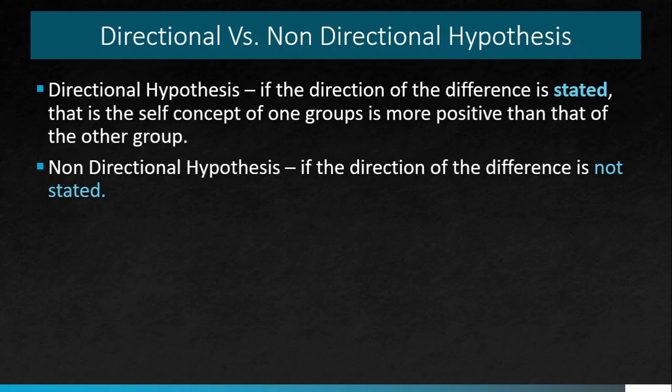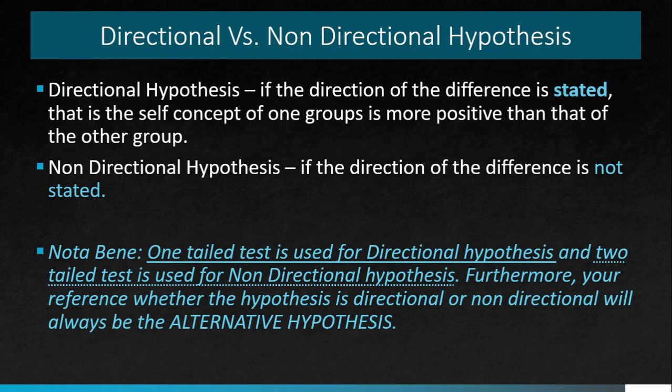Okay, so that's directional. Or if we state it in a non-directional manner, then we can simply say that there is a difference between the intelligence of students coming from course A and those who are from course B. Okay, so that's non-directional. So what's the relevance of this in testing hypothesis?